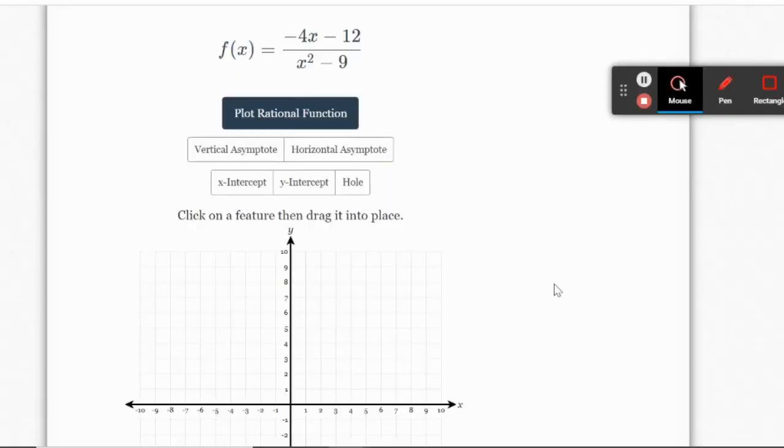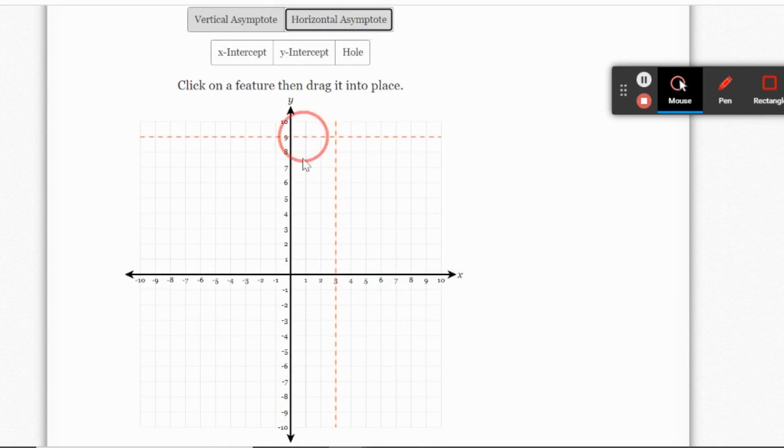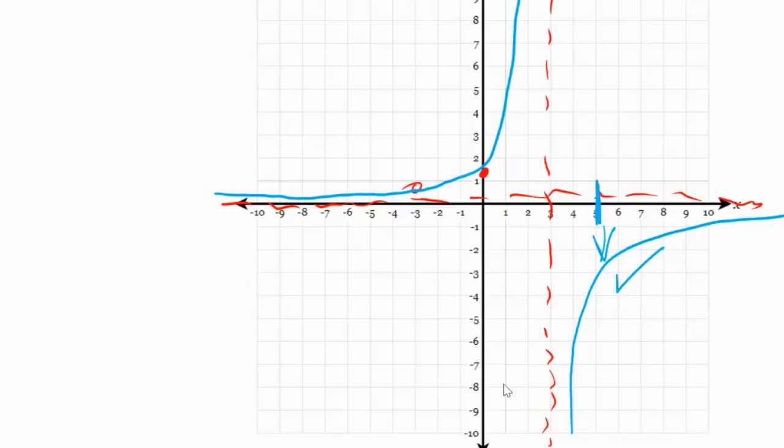So in Desmos, to get it to work for us, we click vertical asymptote at 3. We get our horizontal asymptote to be the x-axis. And then we have an x-intercept. We don't actually have an x-intercept. A y-intercept at 1 1/3. So we drag that down right there. And then we have a hole at negative 3, 2/3.